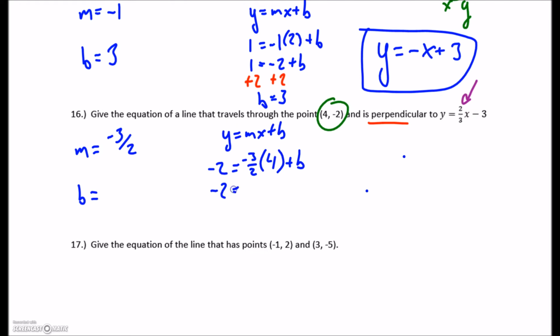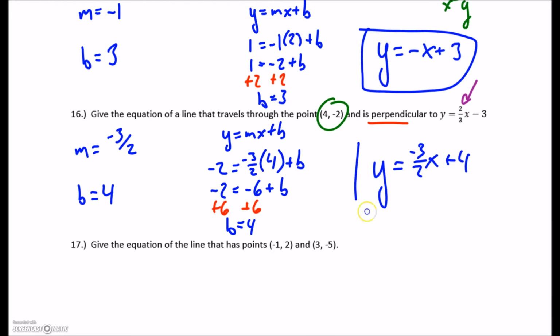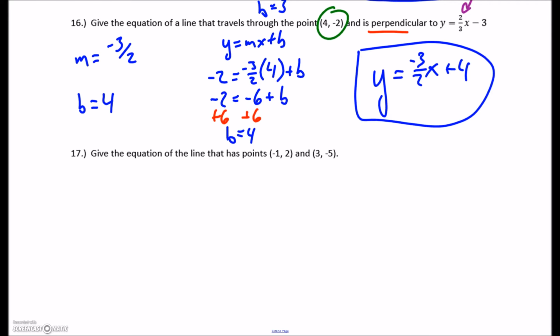So I plug the 4 in and the -2 in, and I just need to solve. That gives me -2 equals -6 plus b, and then I've got to add the 6 to each side. So I find out that b equals 4. And once again, I need to write this equation, so it's y equals -3/2 x plus 4. That's it. Number 17, once again, I need two things, the slope and the y-intercept.